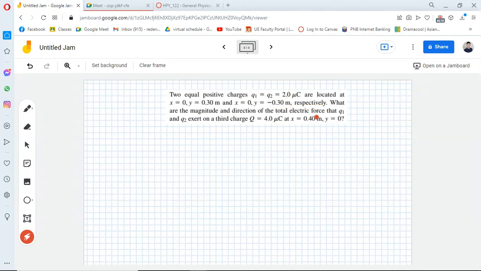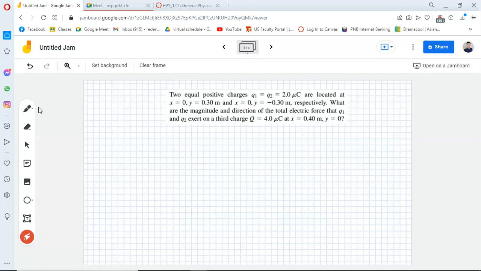So what are the magnitude and direction of the total electric force that Q1 and Q2 exert on the third charge Q? So there is a third charge again here. The difference from the previous example is that this is now a two-dimensional problem, unlike the previous one which was only along X, because now we have coordinates, or ordered pairs, in X and Y. So what is the total electric force that the big charge Q will experience due to the presence of Q1 and Q2? And the big charge Q is at the coordinates x equals 0.40 meters and y equals 0.